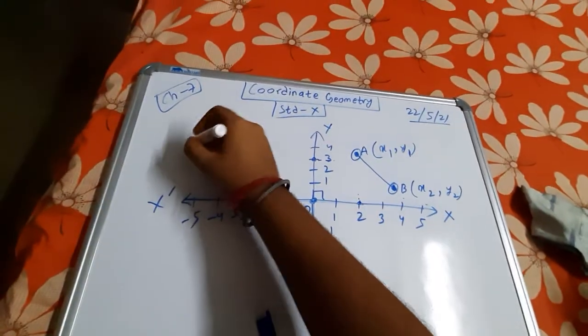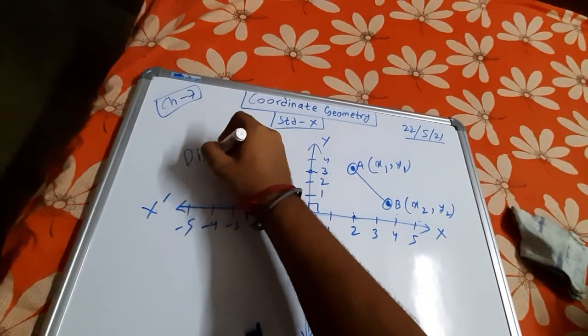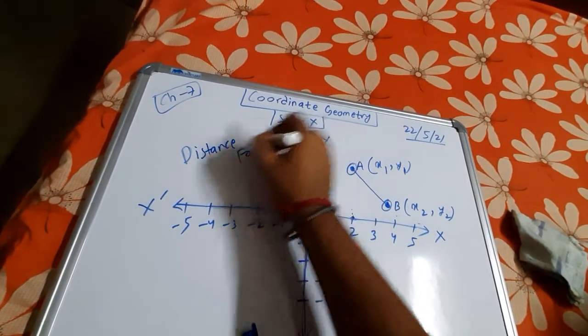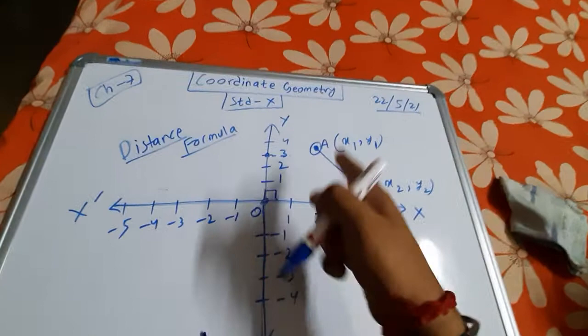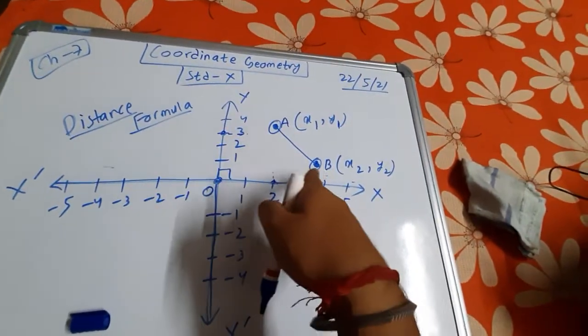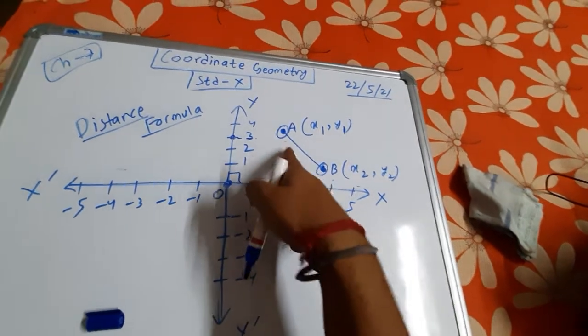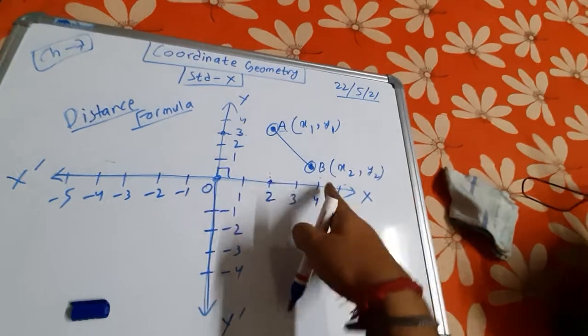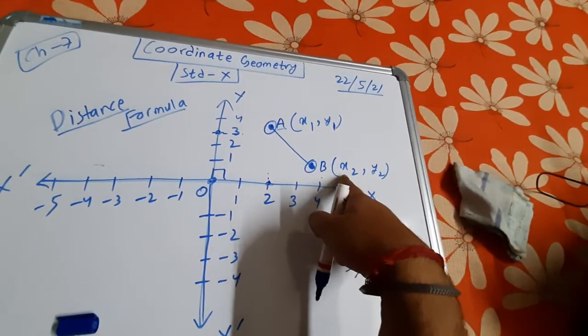What we are studying now is the distance formula, that is, how to calculate the distance between any two points. Let's consider two points A and B. Let's consider the coordinates of A in general as x1 comma y1, and the coordinates of B as x2 comma y2.